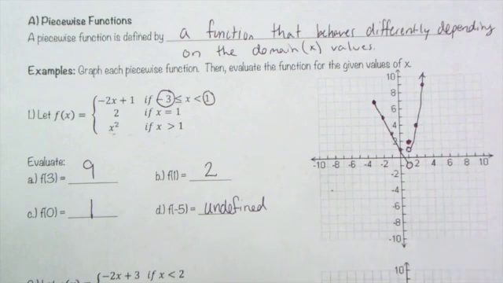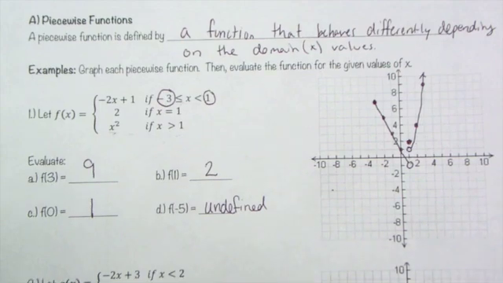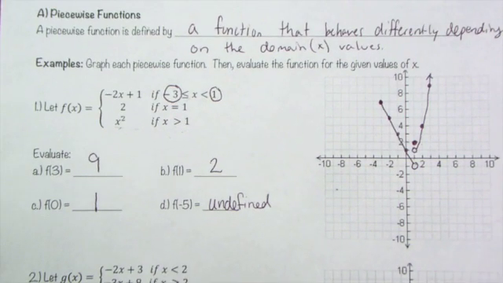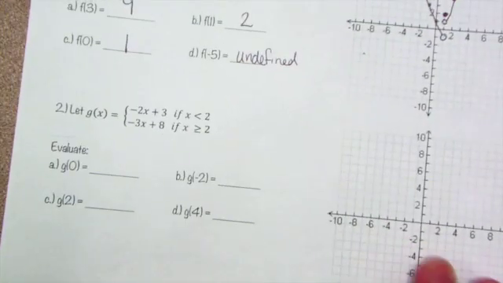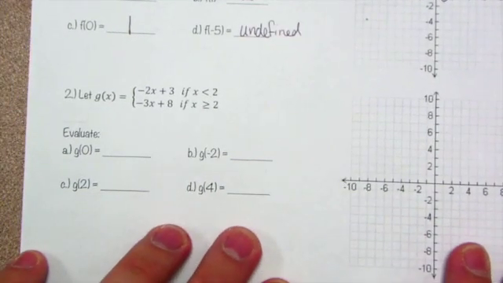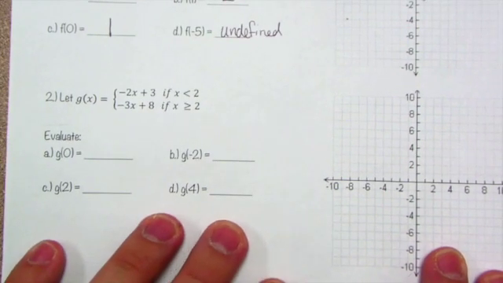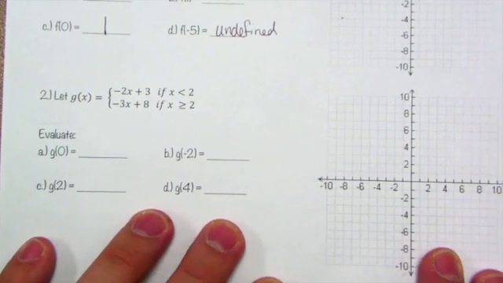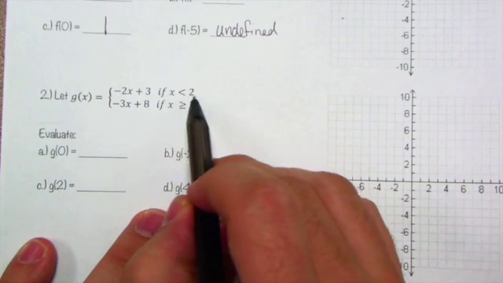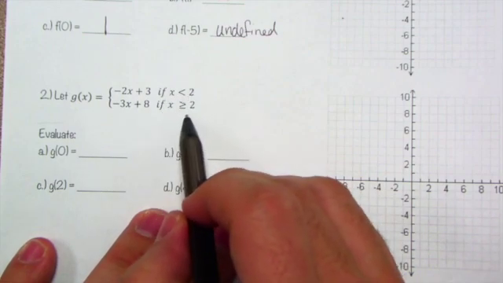Okay, let's try one more. Okay. Now this one only has 2. Makes it a little bit easier. I don't have to do 3 things. This one only has 2. So we have when x is less than 2, and then when x is greater than or equal to 2.